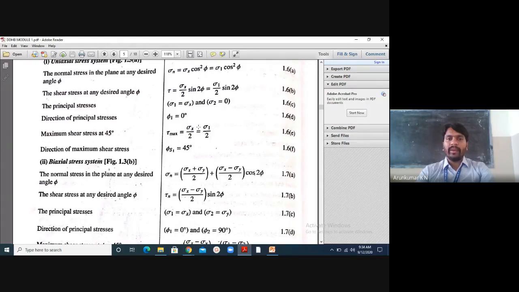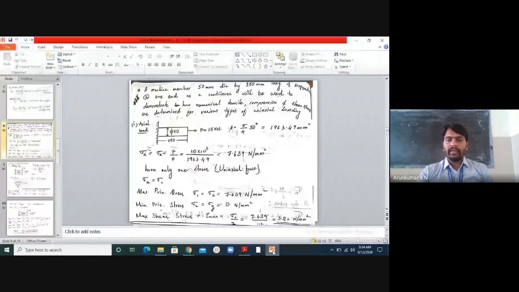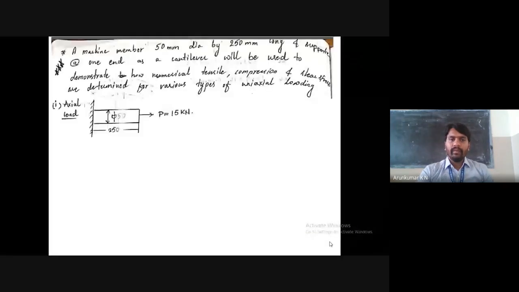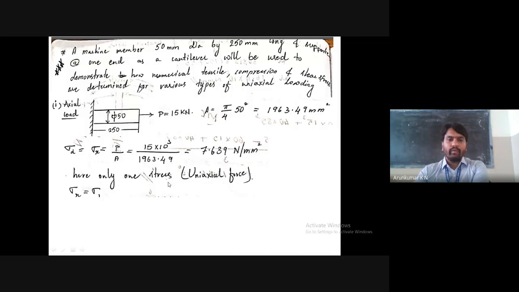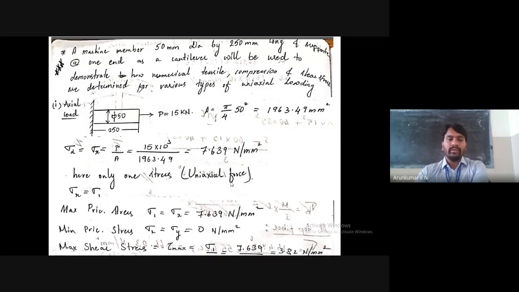Clear? The equation is available for uniaxial. The maximum principal stress will become equal to sigma x, and tau maximum will become sigma 1 by 2. That is our condition. For uniaxial, we got sigma x. This sigma x will become equal to sigma 1 for uniaxial force. So the maximum principal stress sigma 1 becomes sigma x. That is the same. I have shown it in the data handbook.